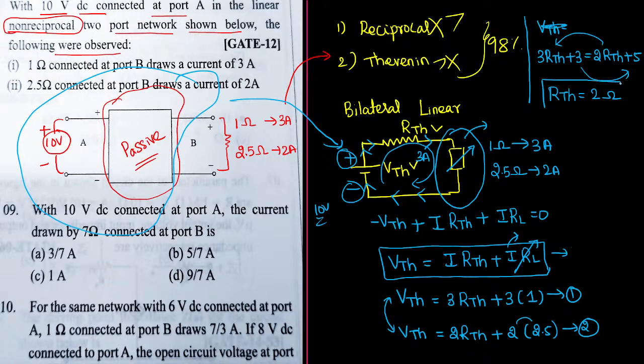When the value of RTH is 2 ohm, what is the value of VTH? To know the value of VTH, either you can take equation number 1 or 2, it is your wish. Substitute the value of RTH there. If I substitute 2 here, 3 into 2 will be 6, 6 plus 3, 9. So the value of Thevenin voltage will be 9. Whichever equation you substitute in, the same answer will come. So finally I found the value of VTH and RTH.